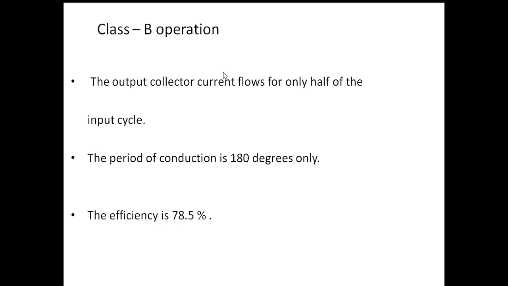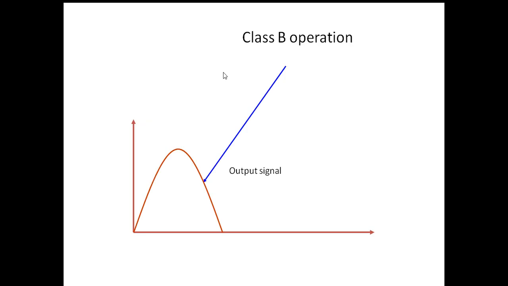Here the efficiency is increased compared to class A, that is about 78.5 percentage. This is very much higher than class A operation. Okay, this kind of signal will appear at the output of the amplifier. Here only the positive half cycle shows. Sometimes we can also get the negative half cycle, depending on the circuitry designing.